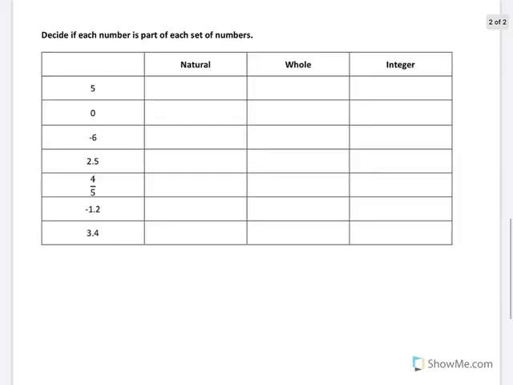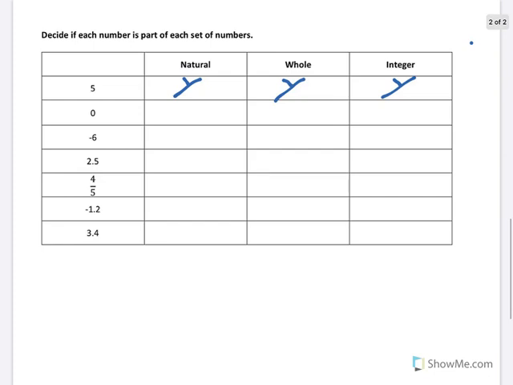Here's another way to think through these things to make sure that we understand them correctly. We're going to use Y for yes and N for no. Change colors. Is 5 a natural number? Yes, 5 is a natural number. It's a counting number, which means it also is a whole number because it's all the natural numbers plus 0, and it is an integer because it's all whole numbers and their opposites.